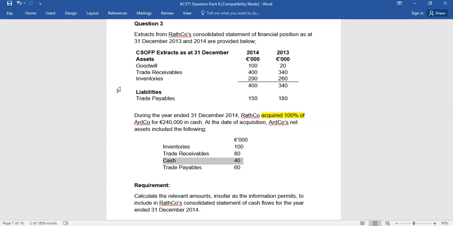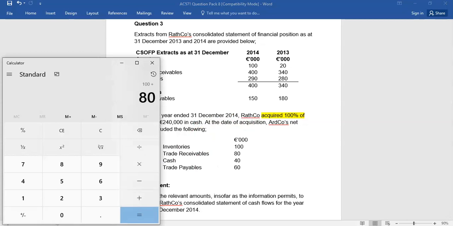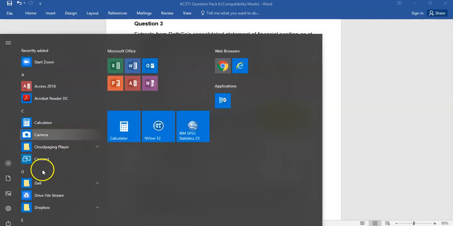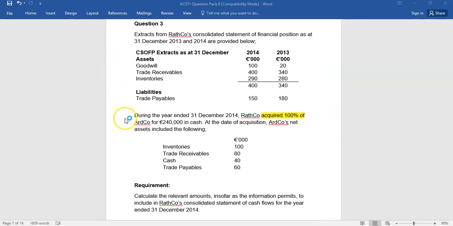Just trying to take each element, slot them in as you go. The second thing to note is, if I acquired a subsidiary during the year, I paid 240 for 100%, and you got 100 plus 80 plus 40. Now be careful, that 60 is a liability, minus 60. So that means there was 240 cash you paid, you got 160, that means goodwill was 80. So let's put it up in Excel.